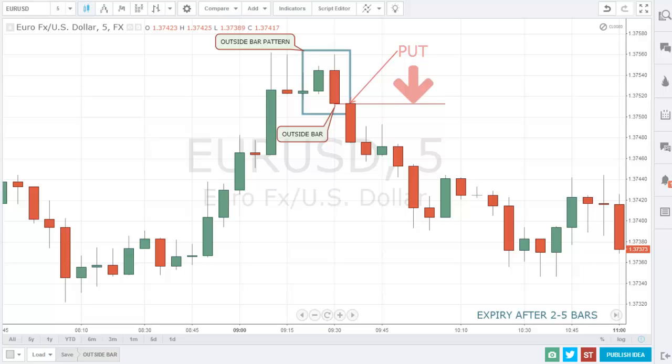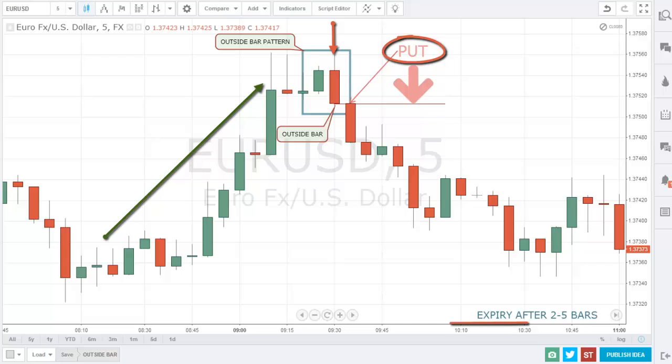On this chart, you can see that before the formation of the outside bar model, the price went up. Market reversed and the price went down. In this case, we would have bought a put option straight after the closing of an outside bar. If the candle of the outside bar is quite large, it may not be worthwhile to wait until the price retraces, and you can enter at a better price.